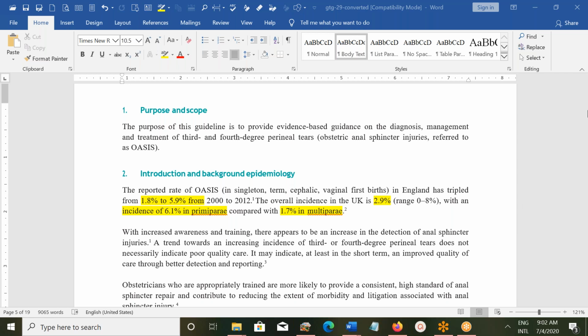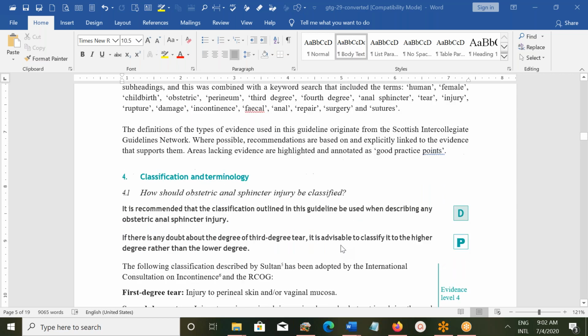And the incidence has tripled from 1.8% to 5.9% over, you can say, 5 years. The overall incidence is 2.9%, but the range is 0 to 8%. Incidence is higher in primiparas, which is 6.1%, and in multiparas it is 1.7%. So basically, the number has not increased, but the identification has increased through proper training and more hands-on skills.